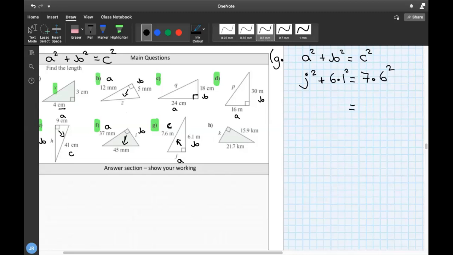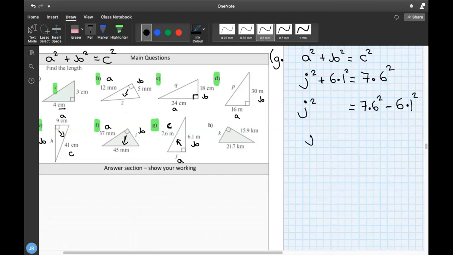Okay, next I need to rearrange it. I just want J. So to get from J squared plus 6.1 squared to just J squared, I need to subtract 6.1 squared from both sides. So you've got 7.6 squared, subtract 6.1 squared.